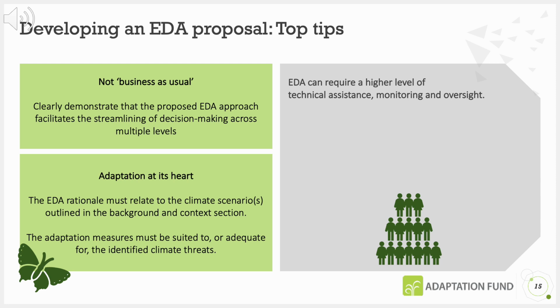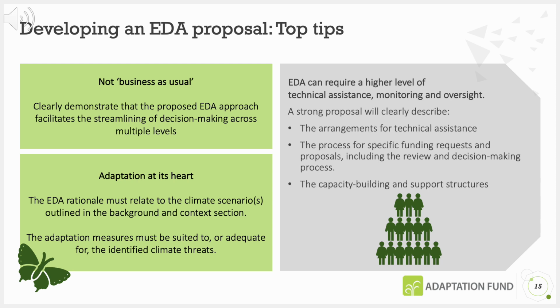A strong proposal will clearly describe the arrangements for technical assistance to local project stakeholders, including monitoring and oversight of project activities and fund flows, how specific funding requests will be made by local beneficiaries at the subnational level, including the review and decision-making process, and the capacity building and support to communities at subnational level to effectively manage and report on funds received.